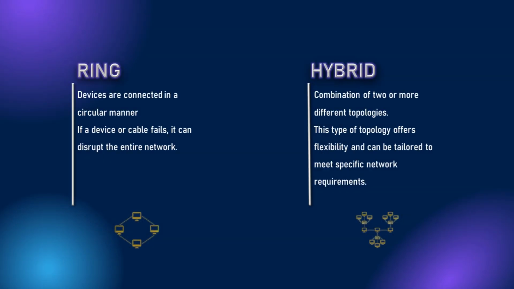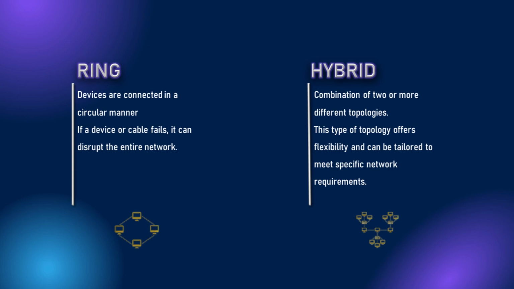Next, we go into ring topology. In ring topology, devices are connected in a circular manner where each device is connected to two neighboring devices, forming a ring that allows data to be transmitted in a unidirectional manner around the ring. However, one of the disadvantages of this type of topology is that if a device or cable fails, it can disrupt the entire network.